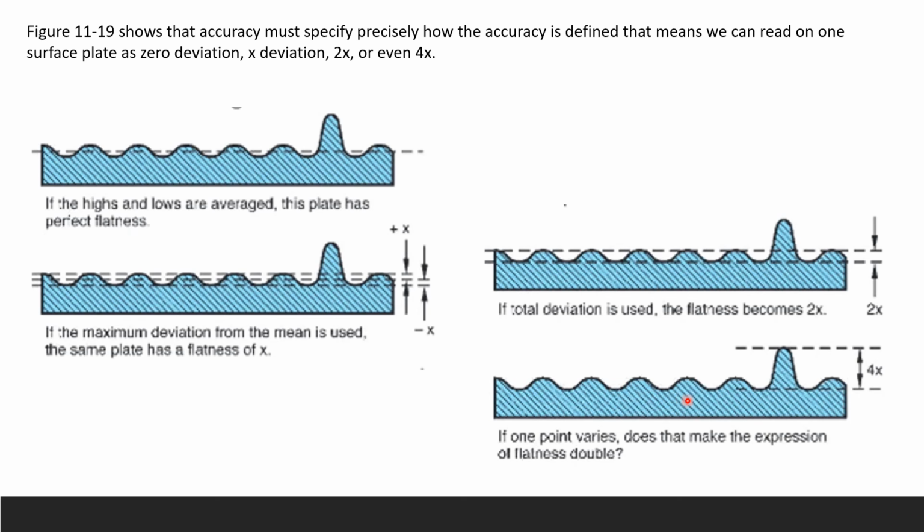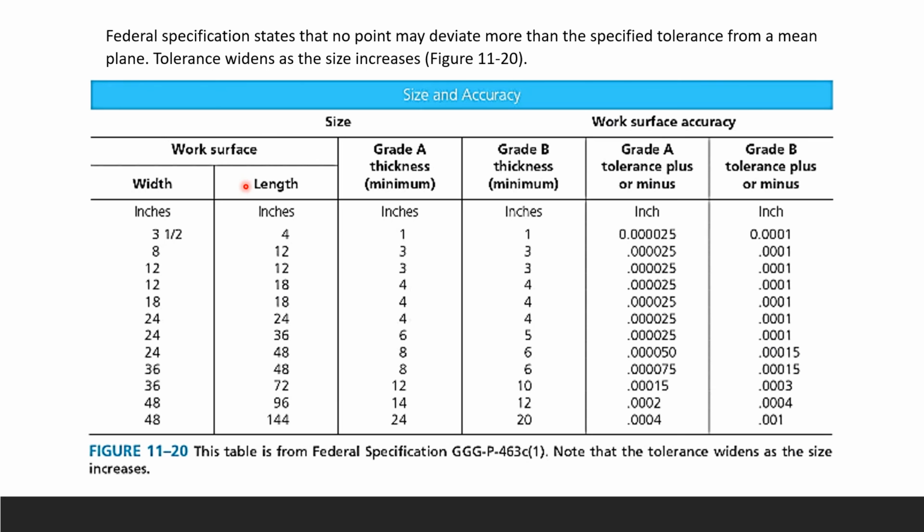These are all average, high, and low, and all of a sudden you have a really high point right there, and that's like 2 times what we have here, the total deviation. So anyway, all you have to understand is that your accuracy is how you define it. This is our last slide. In our federal specification, they state that no point may deviate more than the specified tolerance from a mean plane. So your tolerance widens as the size increases.